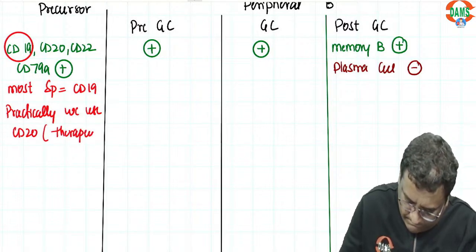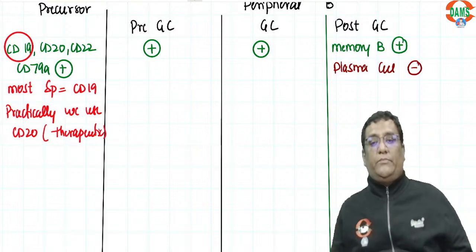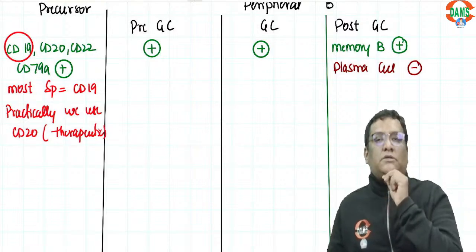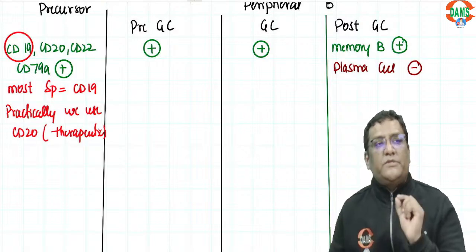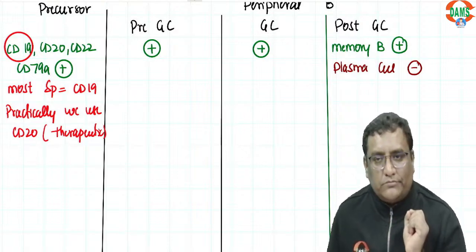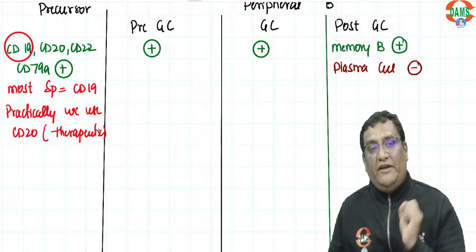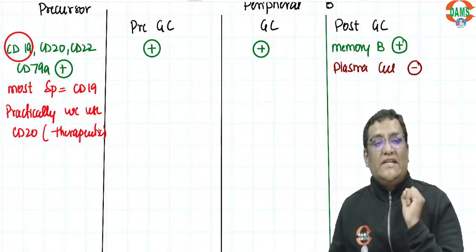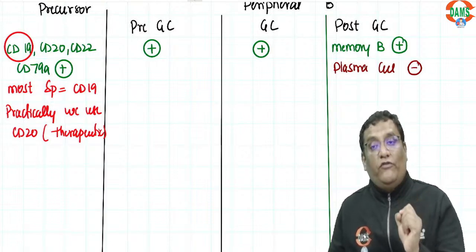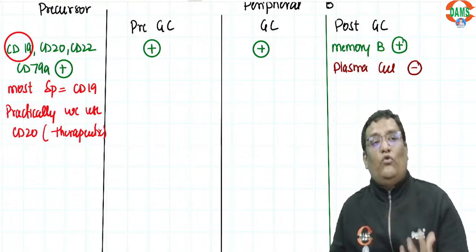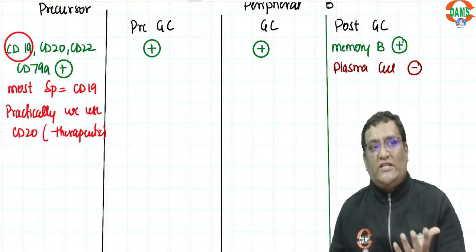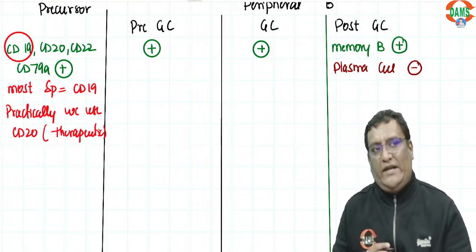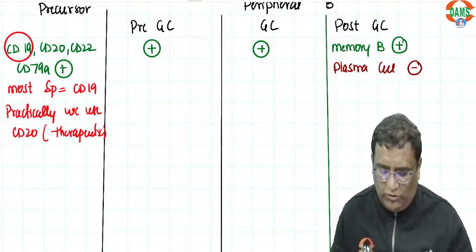How will it help in therapeutic purpose? Because rituximab is a monoclonal antibody to what? The CD20 molecule. If we want to start rituximab, we have to know whether CD20 is positive or not. That is why practically we use CD20. Okay, this is the fact about these markers.